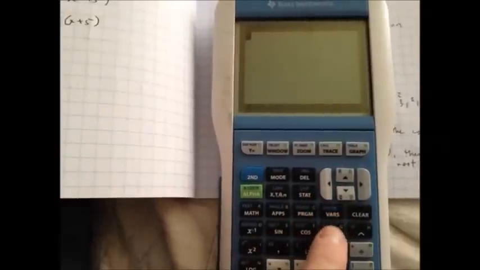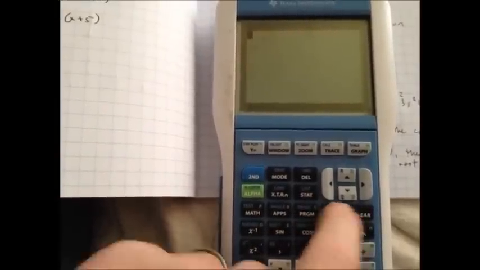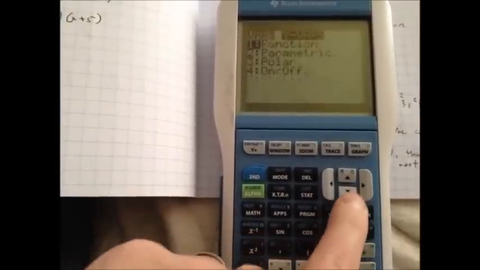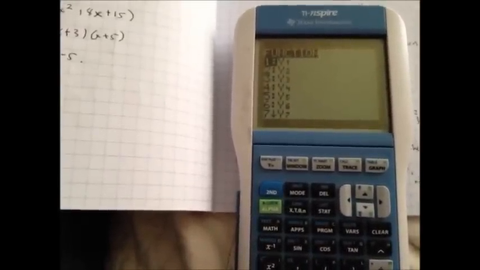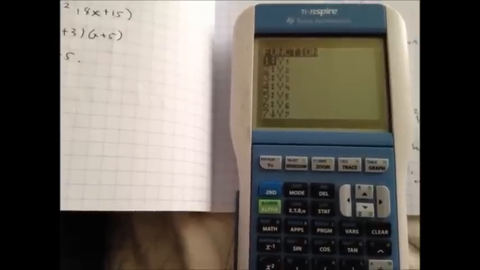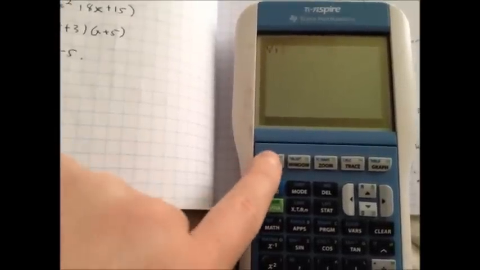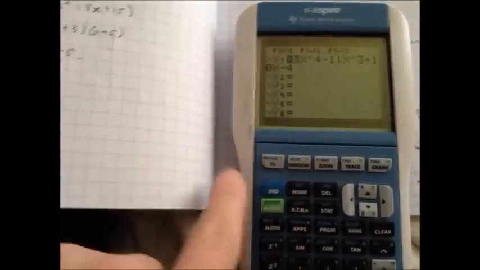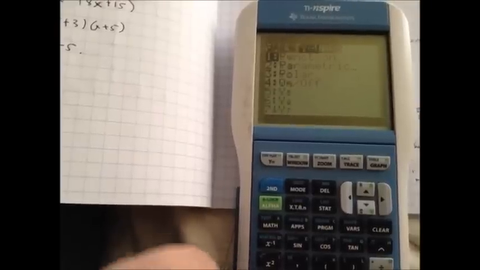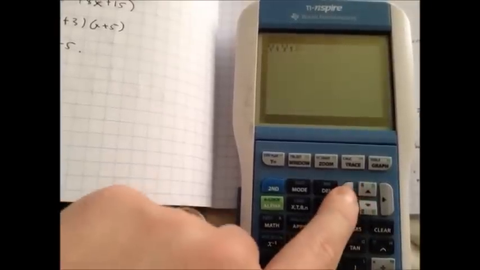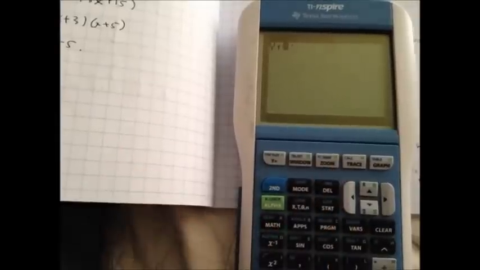So I'm going to press this button right here. It says vars. I'm going to arrow over to yvars. I hit function. I'm going to press enter there. And if you notice, there's y1, y2, y3, y4. We put our equation into y1. So if you looked, y1 was where we have that equation. Now I have y1 there by doing vars, yvars, function, and then I pick y1. So now I have it twice, so I need to delete one.